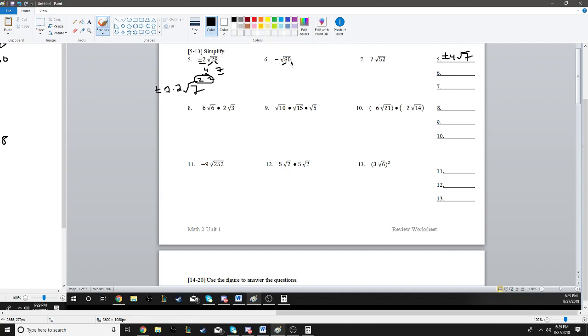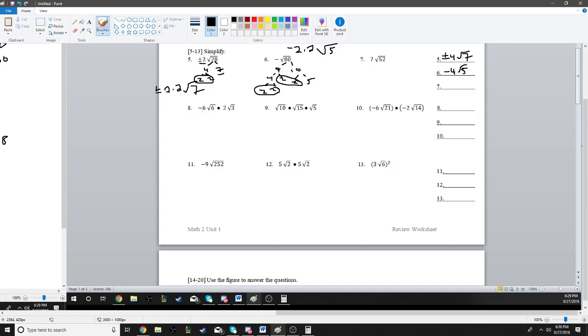For the 80, break this down. We have 8 and 10. And that becomes 4 and 2. And that will be 2 and 5. And 4 breaks down into 2 and 2. So we have 2 pairs of 2's. So this will be 2 times 2 times the square root of 5. With the negative in front, don't forget the front number. So this is negative 4 root 5.